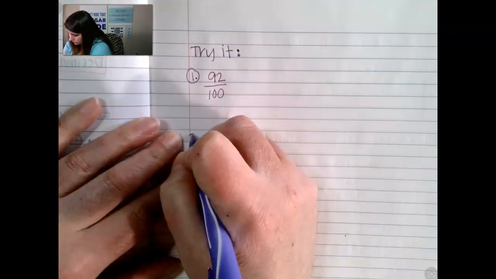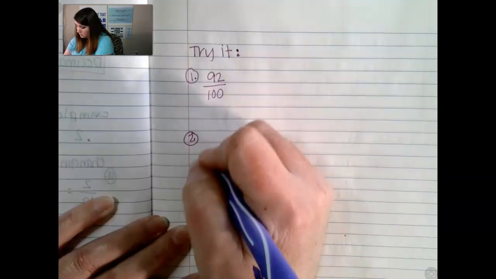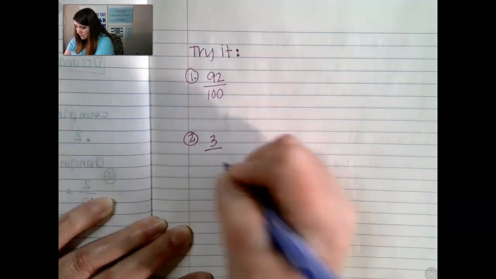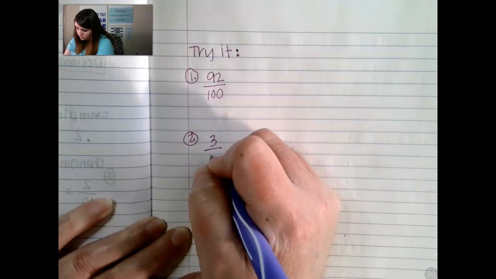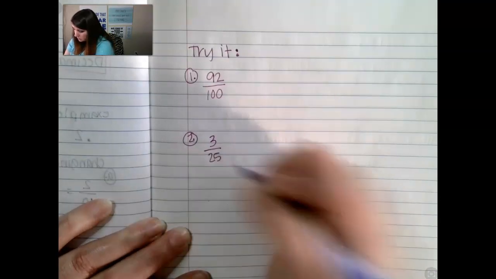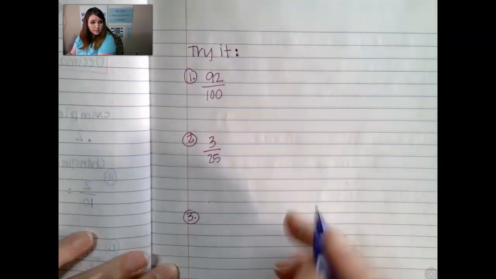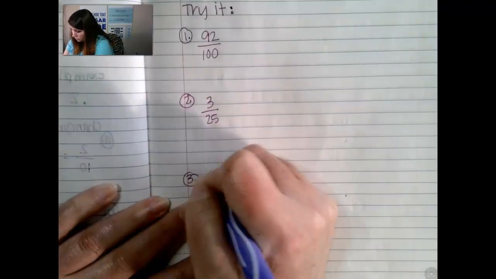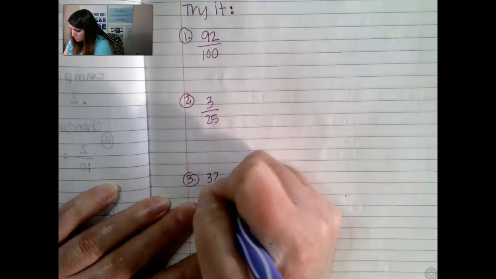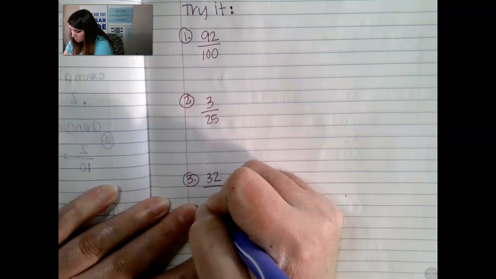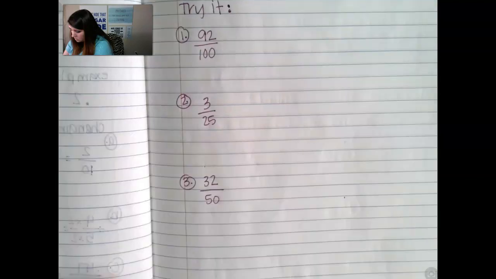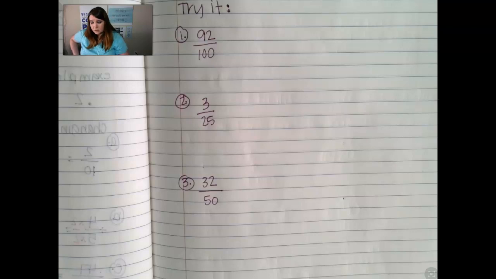Number 2 is 3/25. And number 3 is going to be 32/50. Okay, 6th graders, go ahead and convert these fractions for me to decimals. Go ahead and hit pause so you don't hear me solving for you.